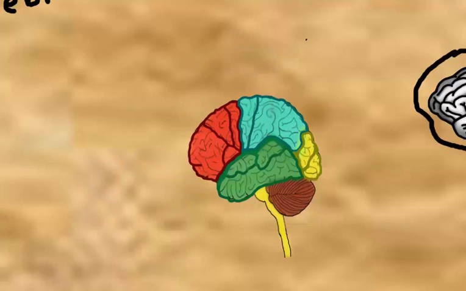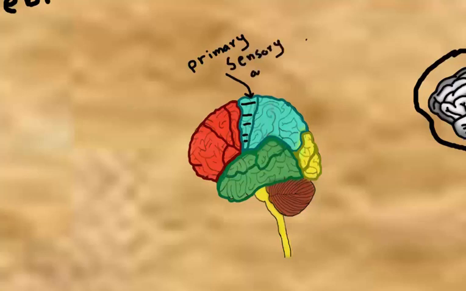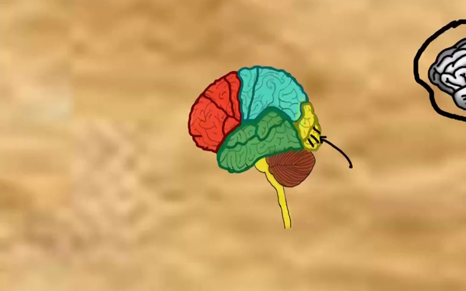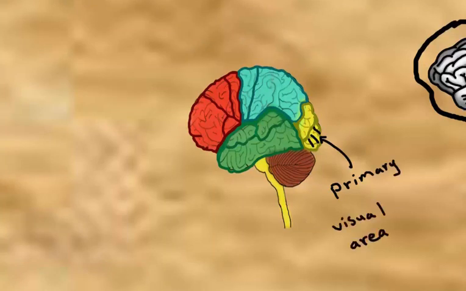The postcentral gyrus on the parietal lobe is called the primary sensory area, where signals are received from receptors scattered all around the body. And the remaining part of the parietal lobe is the sensory association area. On the occipital lobe, we find the primary visual area, which receives signals from the retina of the eye, and the visual association area, where the image is formed.